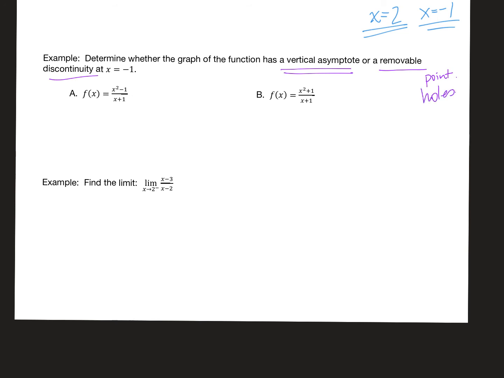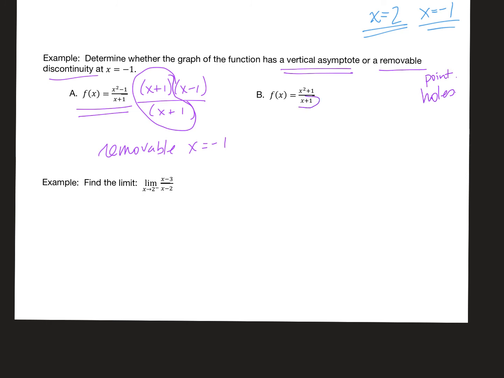All right, so take a look at function A. Since the numerator factors, and since there is a common factor, there is a hole, a removable discontinuity when x equals -1. Okay, now on this one, the top does not factor, but there is a way to make this denominator equal 0. So this has a vertical asymptote.